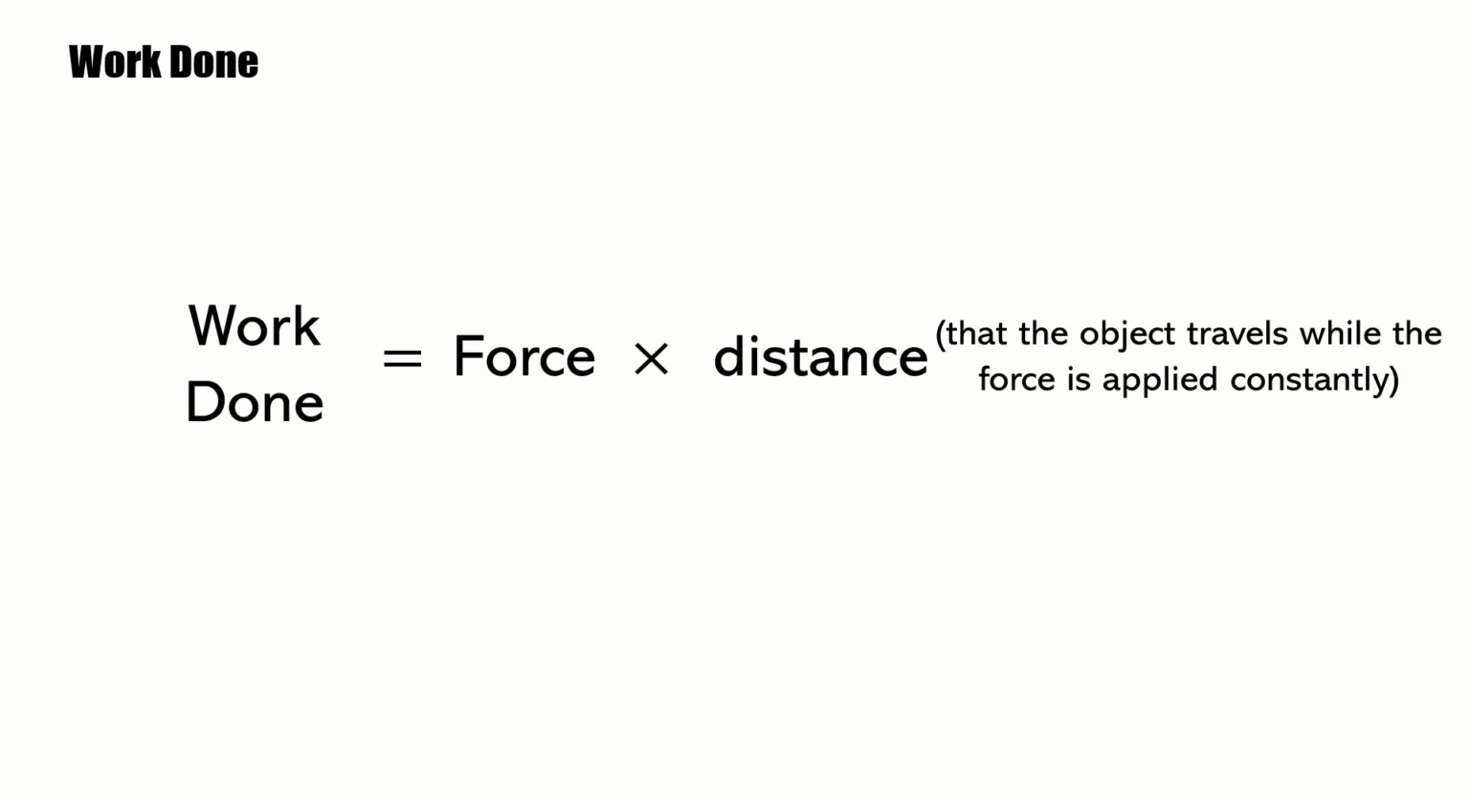Work done can be calculated by doing the force times the distance that the object travels while the force is being applied. And just like many of these three-letter equations that appear in physics, our quantities have to be constant in order for these formulas to work.